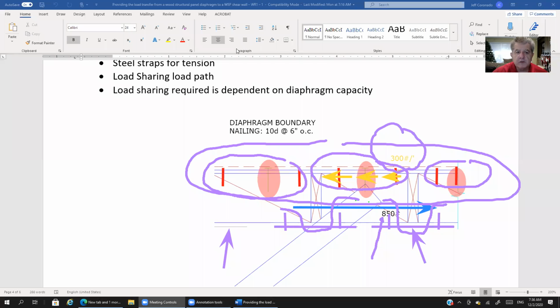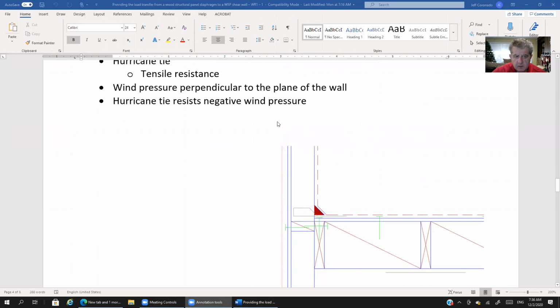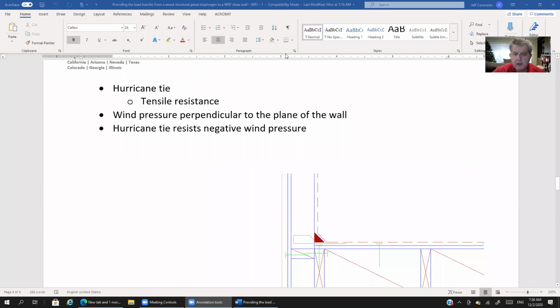Okay, now let's move on to another aspect of the load transfer that we need to do here. So let me clear the screen, scroll down here. Okay, all right, so now we need to focus on this guy here. That is a hurricane tie. The hurricane tie is good to resist tension.